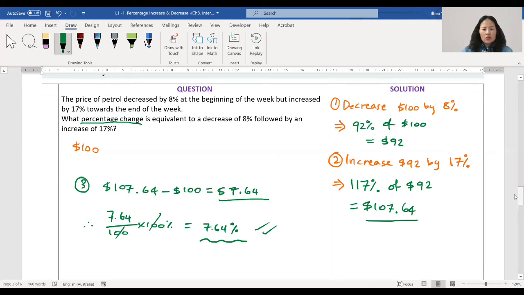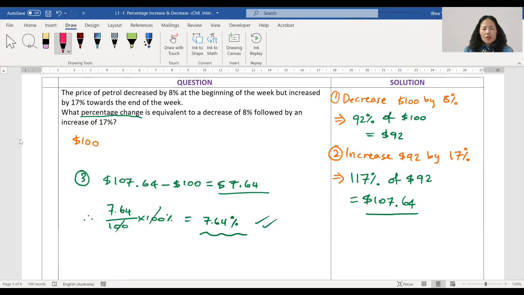Another way of doing it, this is your lucky day. You're going to get lots of different ways of doing things. This is just using the percentages purely. So decreased by 8% really means you're paying 92%, right? And then a 17% increase, that's 117%. We already knew that one.